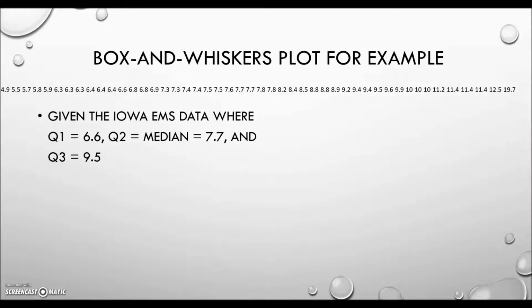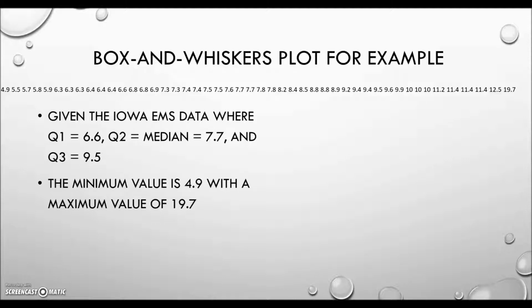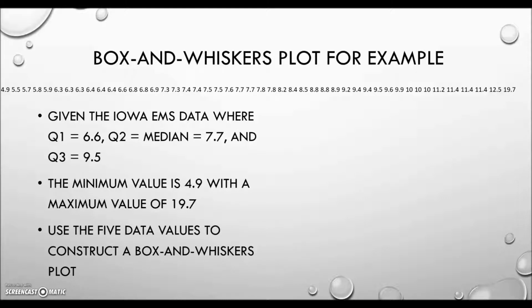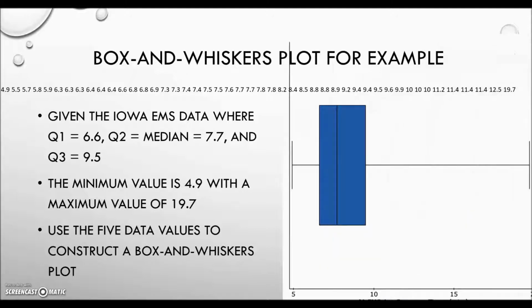Let's take a look at a box and whiskers plot. Here we have the first, second, and third quartile values for the response times for the Iowa EMS data. We also need to know the minimum and the maximum value: the smallest value 4.9, the largest value 19.7. These 5 values will be used then to construct the box and whiskers plot.